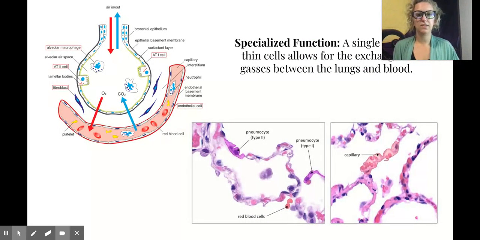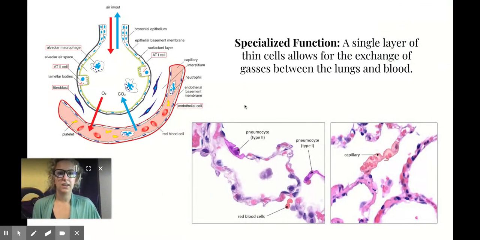And the specialized function of those cells is gas exchange. So I'm going to move this down. A single layer of thin cells at the terminal site of the lungs allows for exchange of gases between the lungs and the blood. So this picture here, this round part here, is showing what's called an alveoli. Essentially, this is what the terminal end of lung tissue looks like.